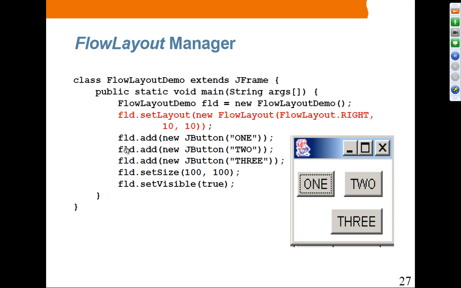So here is a very simple application. Here I have a FlowLayout demo project. You can see this is a JFrame class, an extension of JFrame. So I can just create that object inside my main method, and then I call the setLayout method of the JFrame class, and I provide the FlowLayout object, which is right, with 10 by 10.